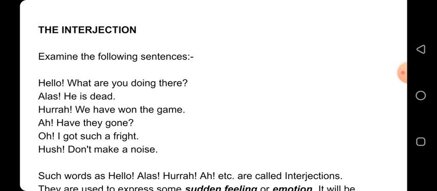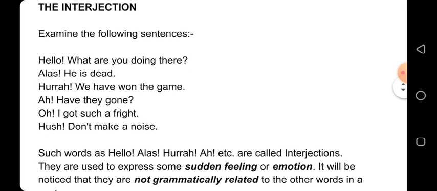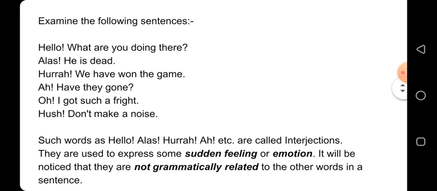And these interjections are mostly used in spoken language, but when a writer wants to convey his sudden expressions over something, he can also use interjections. All right. So hello, alas, hooray, ah, oh, hush, all these words are interjections. So they are used to express some certain feeling or emotion.